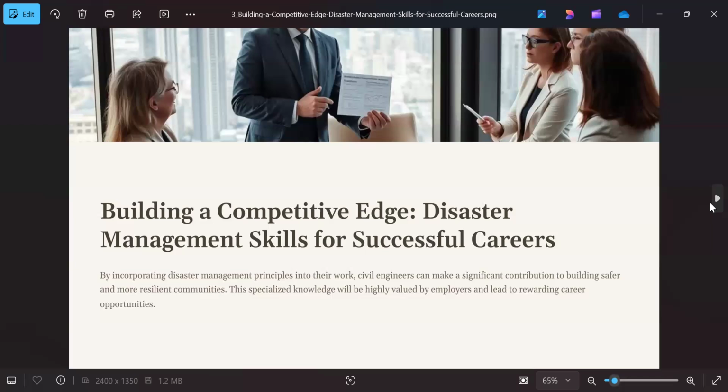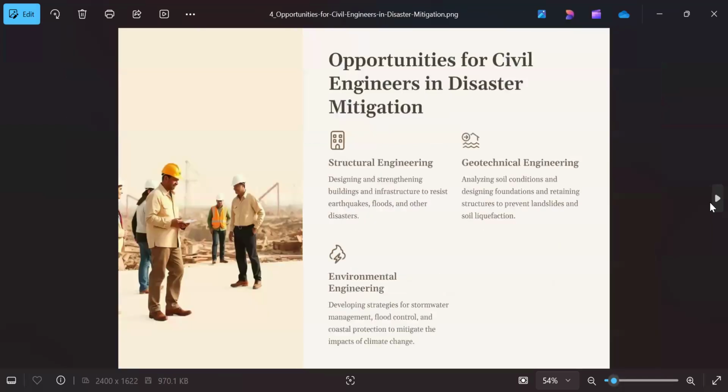One such skill is the knowledge of disaster management. Because in civil engineering, most of you will go into building construction. And if you have the knowledge of how those buildings should be constructed, which will prevent the infrastructure from falling or getting destroyed by natural disasters, it will certainly give you a very good edge, and employers will value such employees who have the knowledge of disaster management.